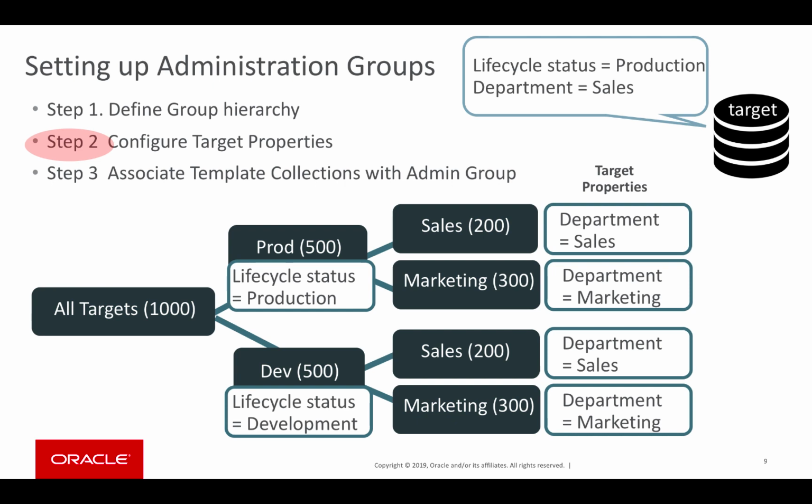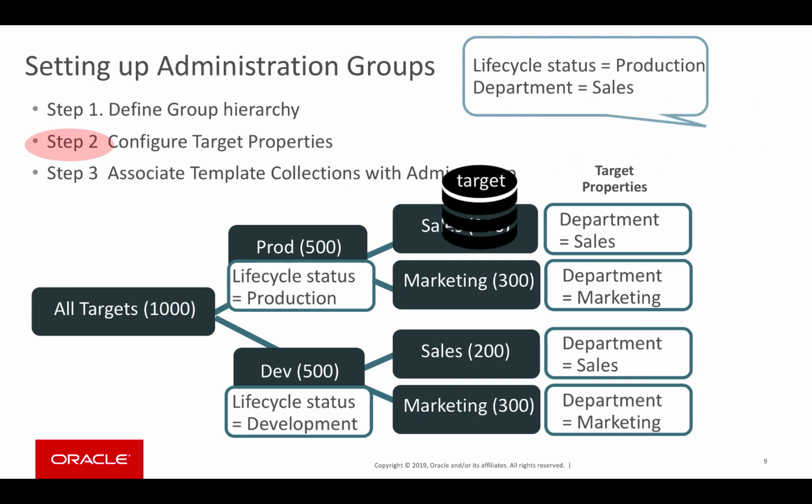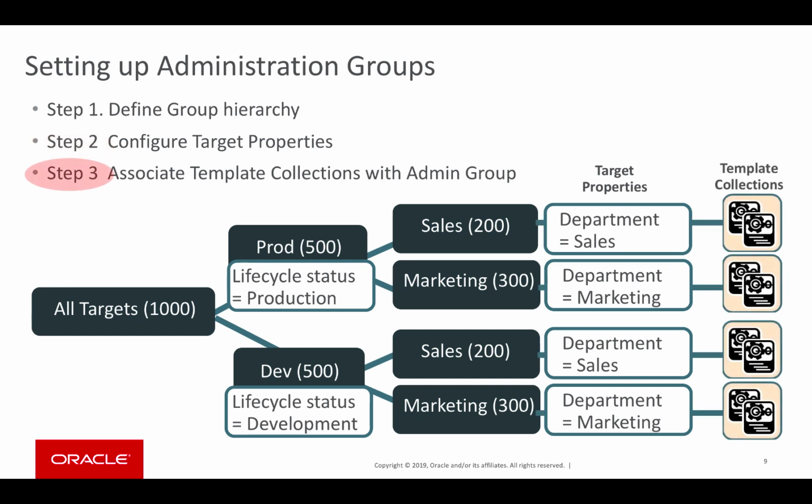So in this example, say you have a target. The target has target properties: a lifecycle status property that is set to production and a department property that is set to sales. This target will automatically be added to the prod sales group, which is at the upper right side of the screen. Then as a final step, you need to define template collections and associate them with the admin group.